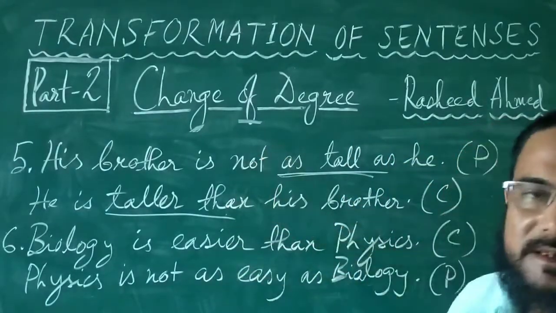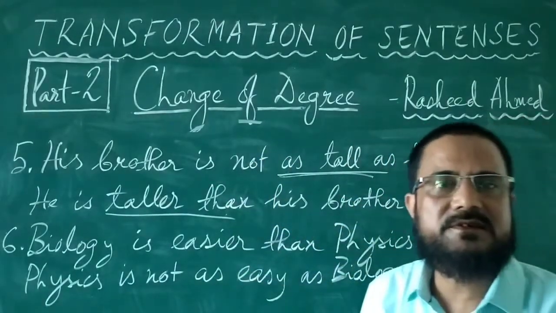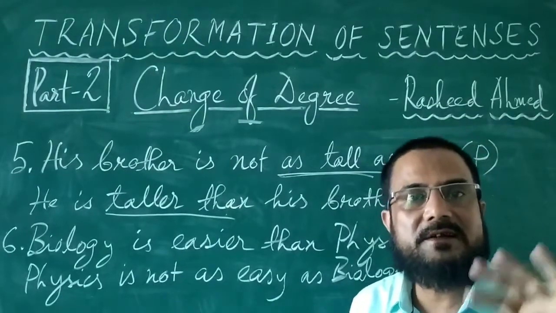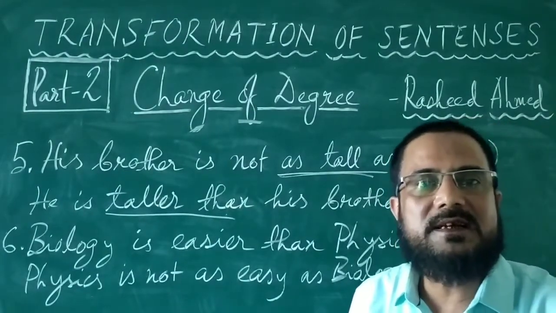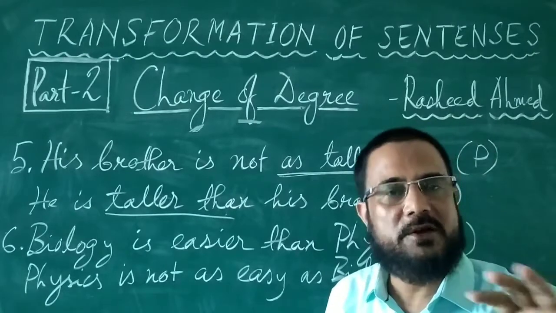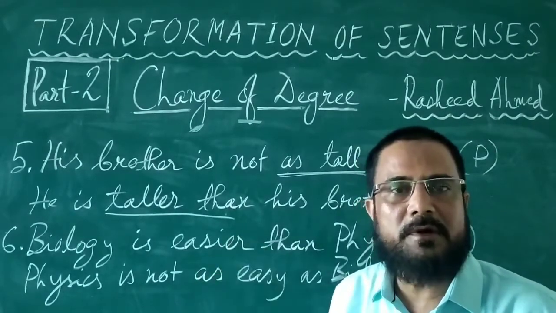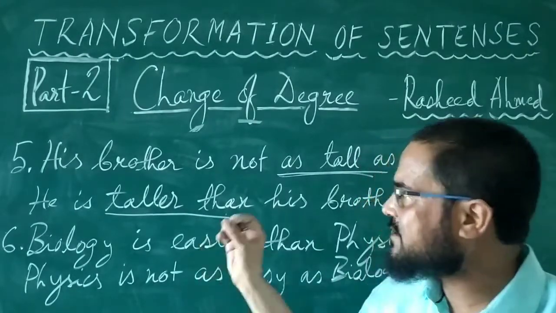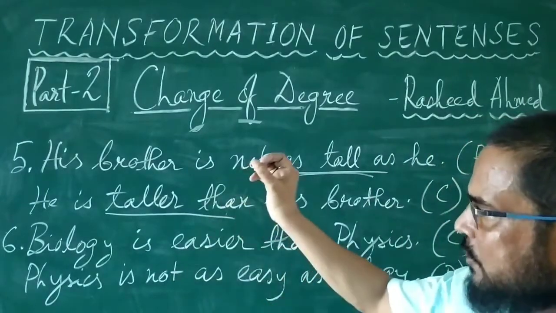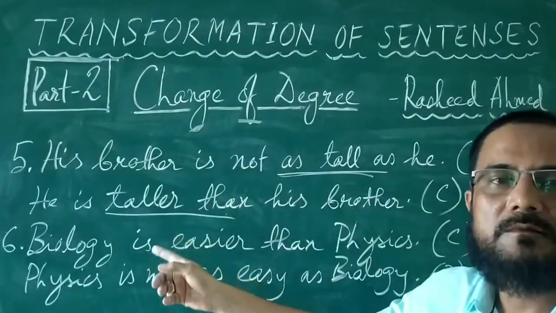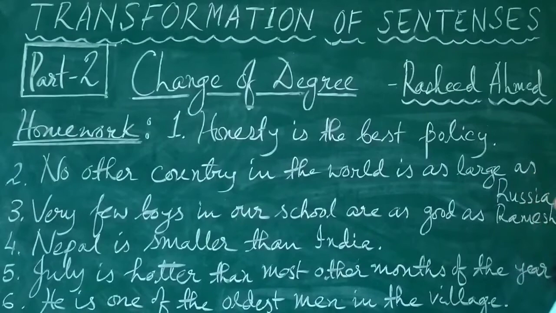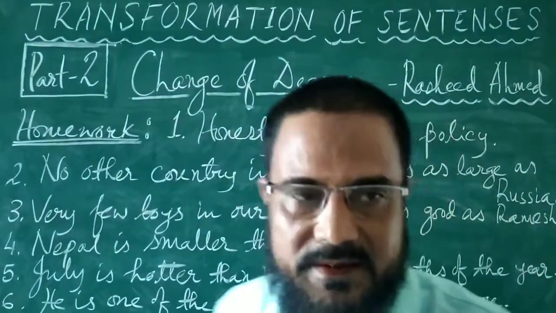So these are the 6 sentences we have done. 6 sentences discussing 3 categories of sentences for which 3 types of changes are required. I am sure you have got the point, you have understood it, and the next part will be some homework I am going to provide to you. 6 sentences are given for your homework. Let me read out the sentences.